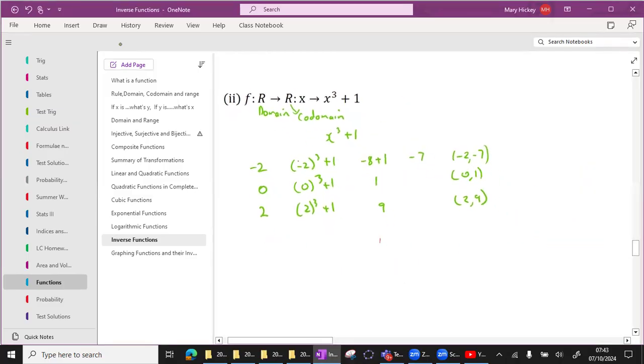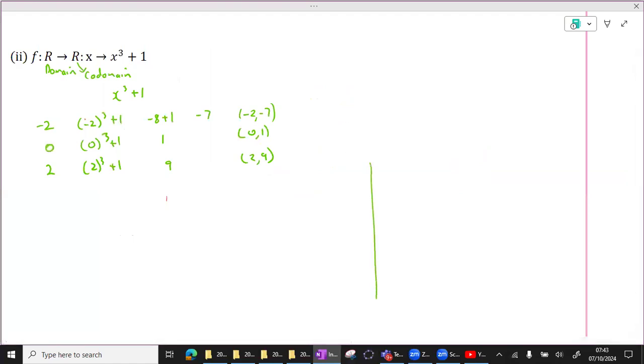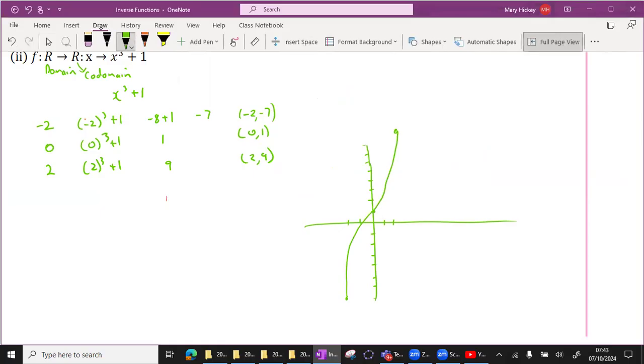So we end up with -2, -7, 0, 1, and 2, 9. So if we did a quick sketch of this, -2, -7, this is somewhere down there, 0, 1 will be about there, and 2, 9. So it's a very rough sketch, but it would kind of look like that. So it is a cubic. It just doesn't have the defined curves that we're kind of normally used to seeing.